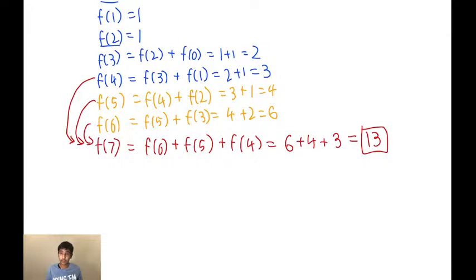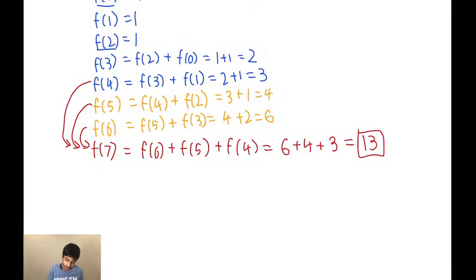Just to summarize, we just did direct recursion, and then we added up the previous values. We added up f of 6, f of 5, f of 4 to get f of 7. We added up f of 5 and f of 3 to get f of 6. F of 4 and f of 2 to get f of 5, and so on. We just did 1 plus 3. The last case was special. We added 1 value ago, 2 values ago, and 3 values ago. And we got 13.